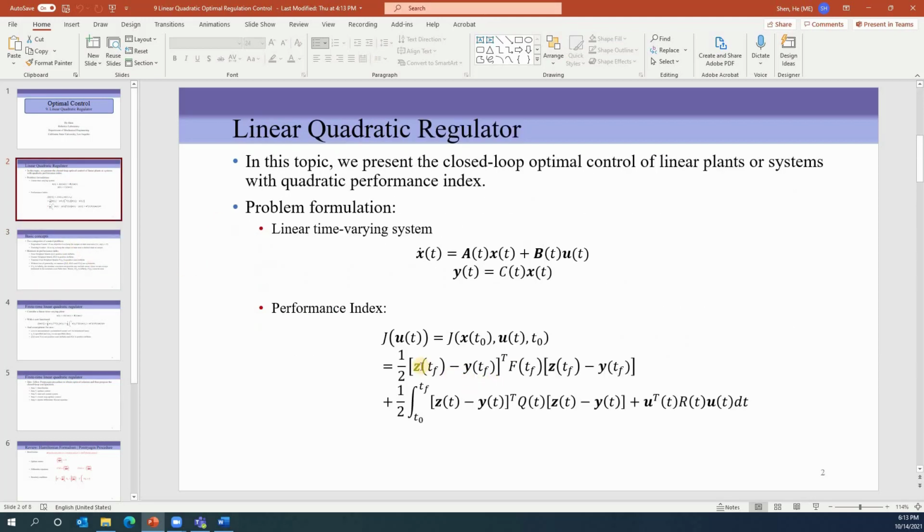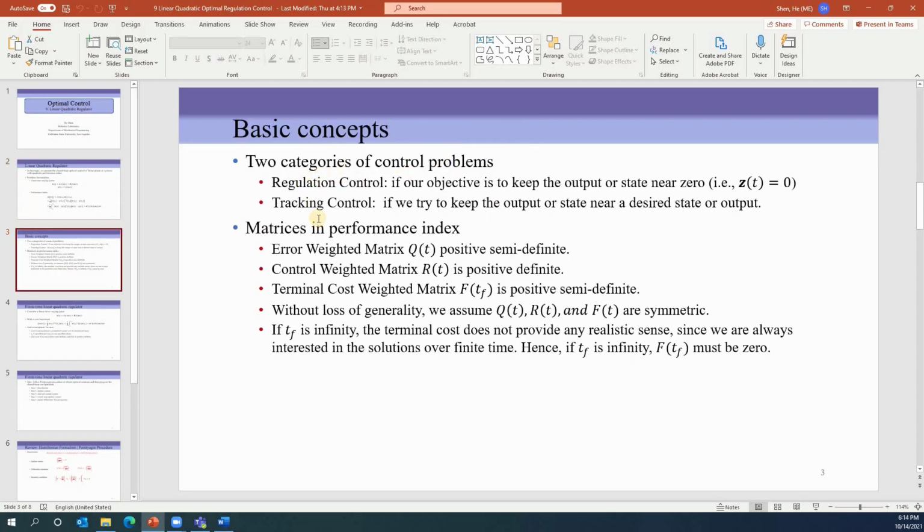This problem depends on how we select z(tf), or whether we use the states or the observation. It can be further broken into two types of problems. One is called a regulation control, and the other one is called a tracking control. The regulation control means that you want to control the states or the output to 0. Tracking control means we want to keep the output or states along a desired trajectory.